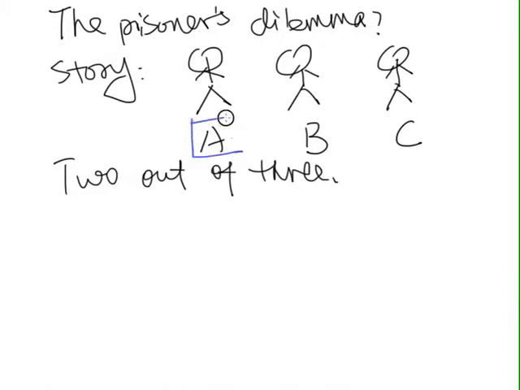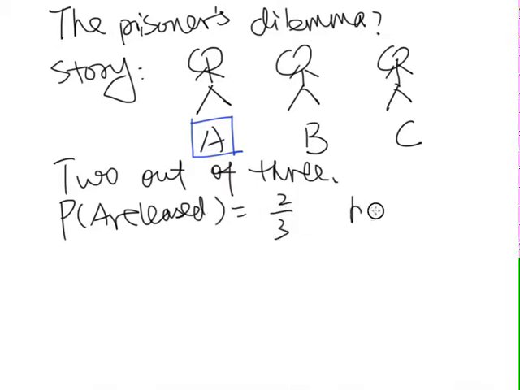And then say prisoner A wants to ask the friendly guard which of the prisoners other than himself would be released. And he hesitated because he reasoned that the probability of him being released is equal to 2 over 3 before asking.